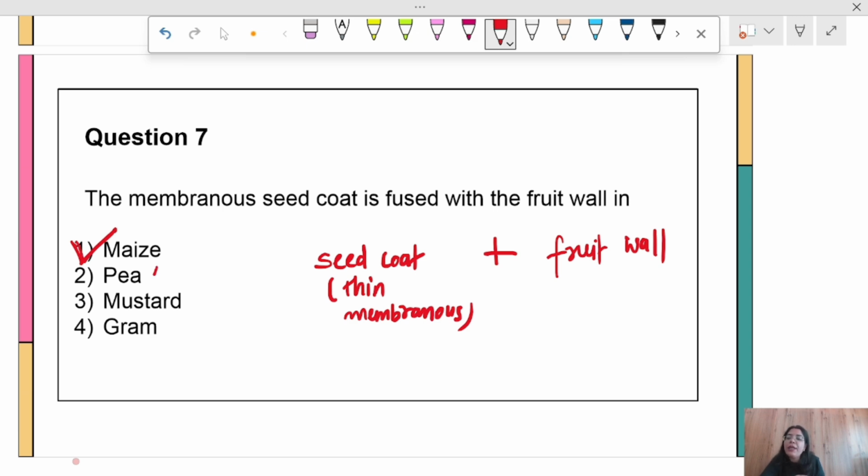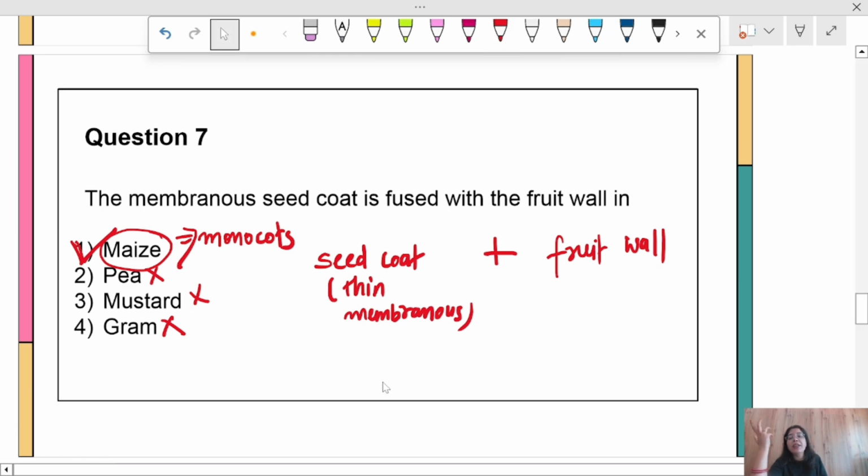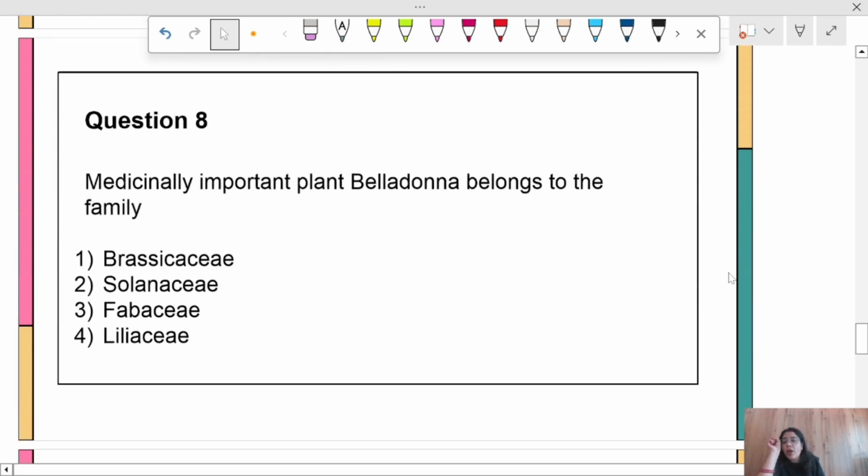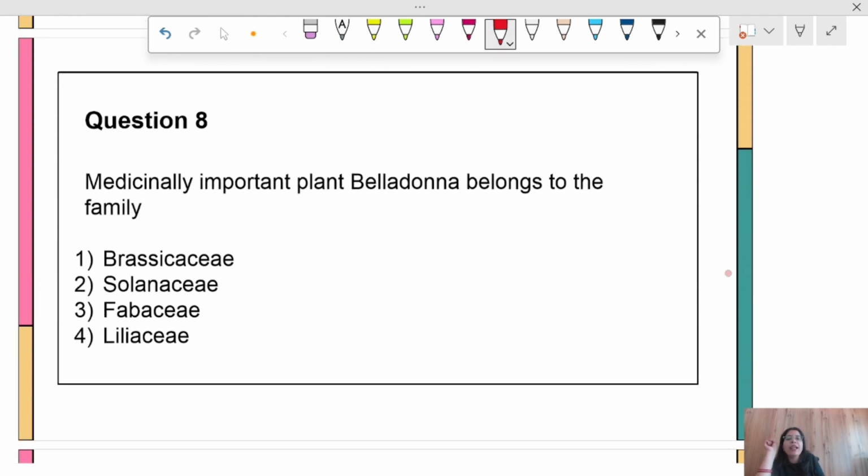See, pea is dicot, mustard is dicot, gram is also dicot. It's the name of a pulse, right? So maize is monocot, and this feature is there in monocots. It is there in wheat, rice, and maize, right? And maize is given in this chapter as an example of a seed coat fused with the fruit wall. Understood?